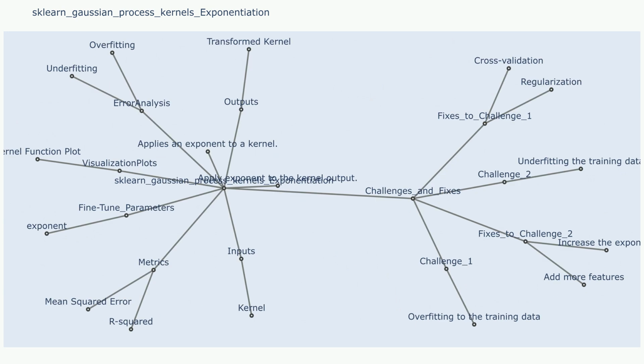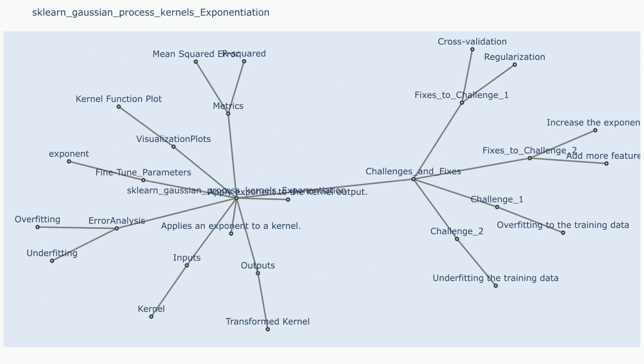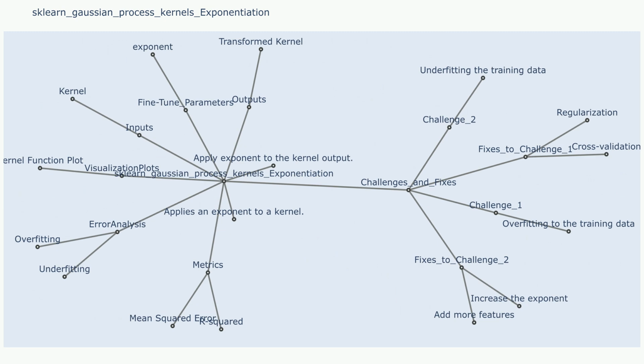Mean function: plot the mean function of the Gaussian process for different values of the exponent. This will show how the exponent affects the smoothness of the predictions. Exponent: adjust the exponent to control the smoothness and scale of the kernel. A higher exponent results in a smoother kernel with a larger variance.